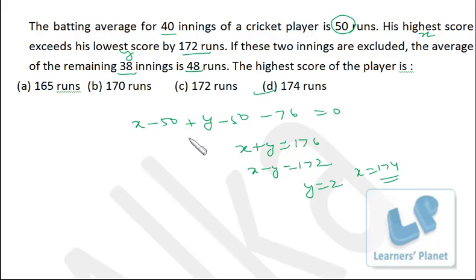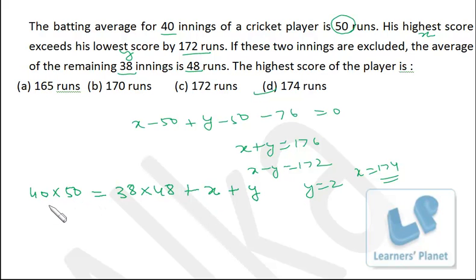And the other method: total of 40 innings with each inning 50 runs is 40 into 50, which is equal to the total of 38 innings at 48 runs plus the two innings. So total runs are 38 into 48 plus the inning in which we are getting the highest score, so it's x, and highest score is x and lowest score is y, right?